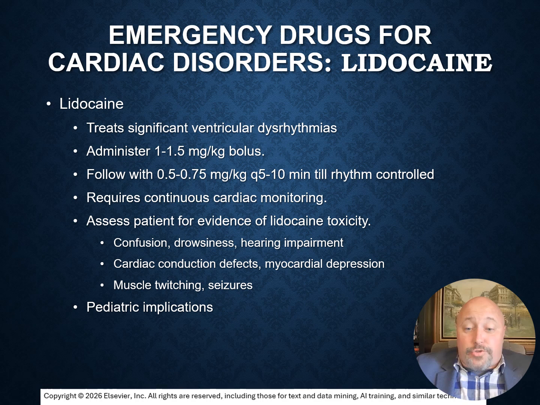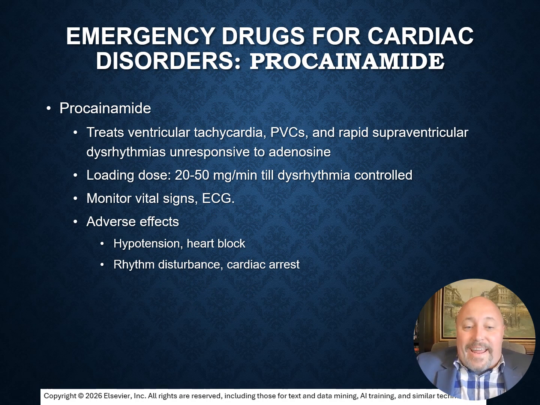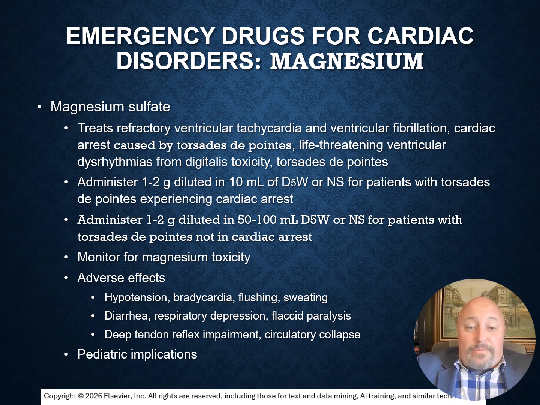Lidocaine. This is another ventricular antidysrhythmic. It was given for a long, long time, and it's still given, though amiodarone has taken its place as the first choice. Procainamide. This treats ventricular tachycardia, PVCs, and other rapid supraventricular tachycardias that are unresponsive to adenosine. Magnesium sulfate. This treats refractory ventricular tachycardia or VFib, especially in things like torsades de pointes. Magnesium is going to be one of our first choices to help correct this conduction irregularity.